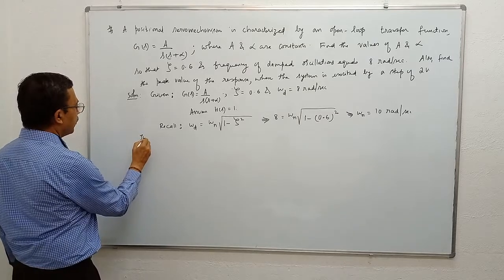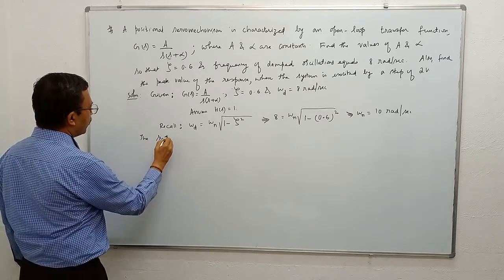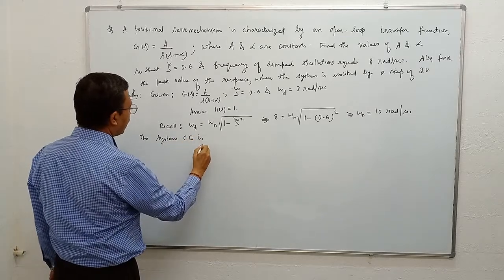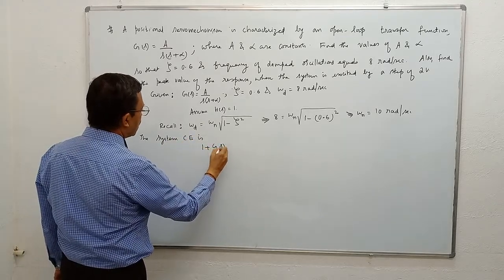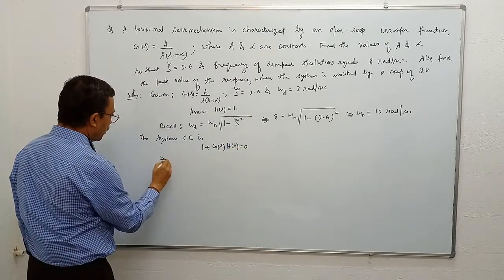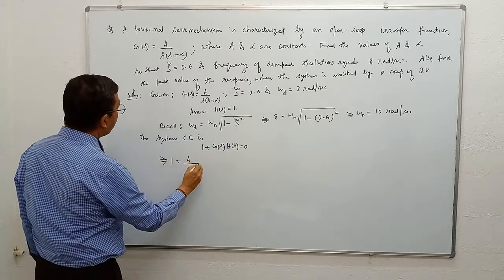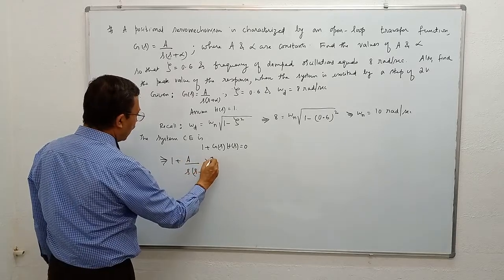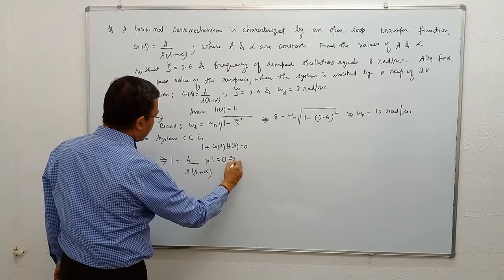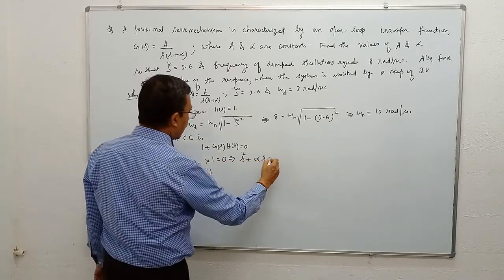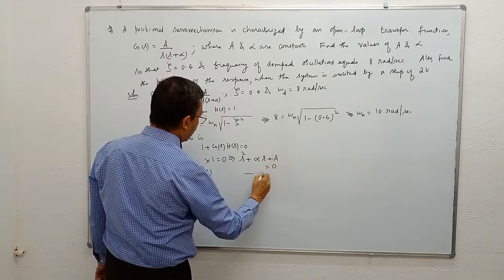The system characteristic equation is 1 plus G(s) H(s) equal to 0. This implies 1 plus A divided by s into (s plus alpha) into 1 equal to 0. This implies s square plus alpha s plus A is equal to 0. Equation 1.